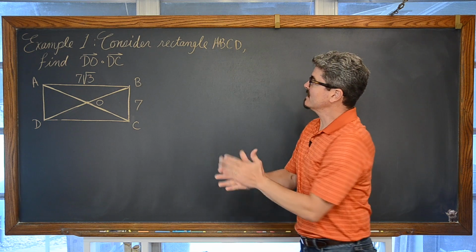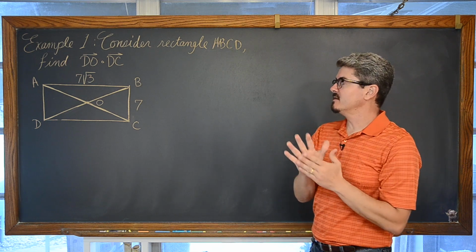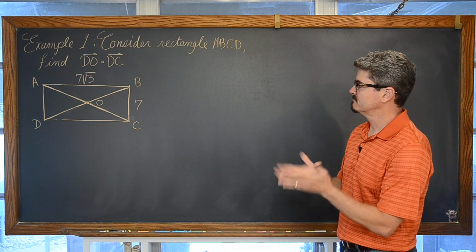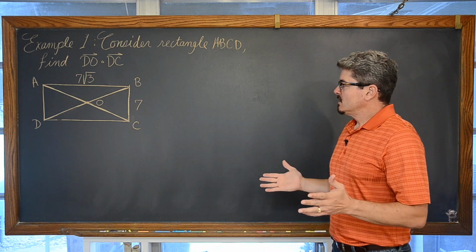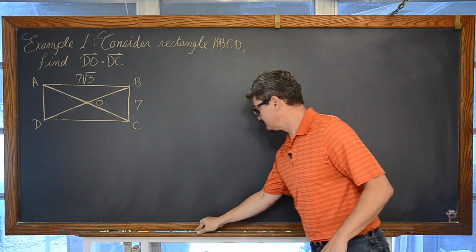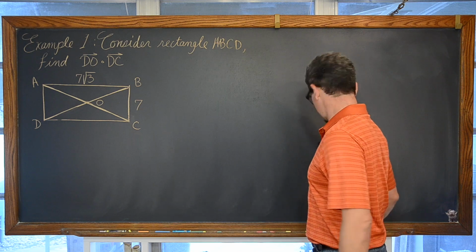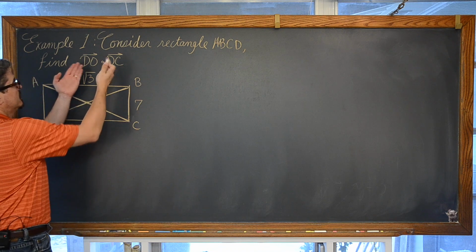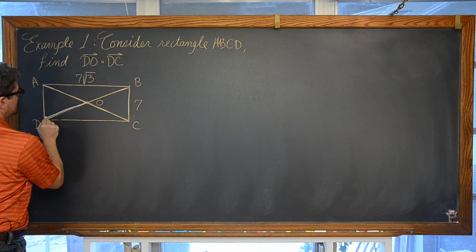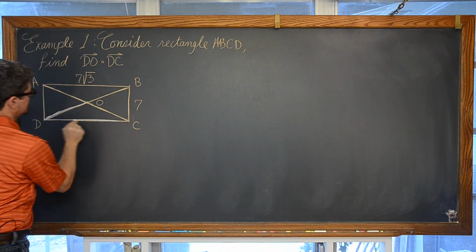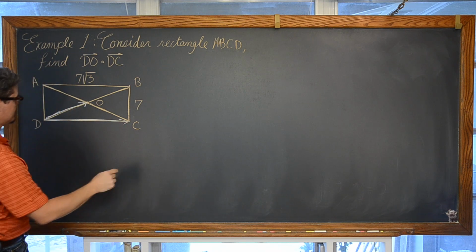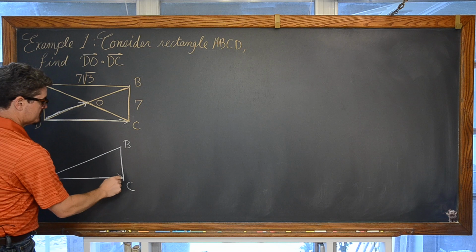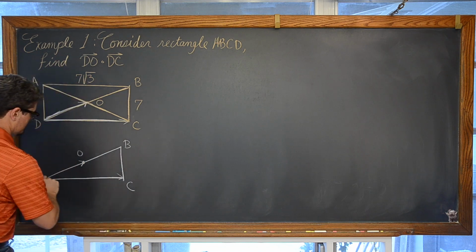Alrighty, example 1. Consider rectangle ABCD. Find the inner product between vector DO and DC. Okay. Well, we've got this orange rectangle, and what we are really going to be concerned with, since we're just looking at vector DO and DC, I'm going to just pull this out just to give a little bit of extra clarity, and we're looking at these two vectors.